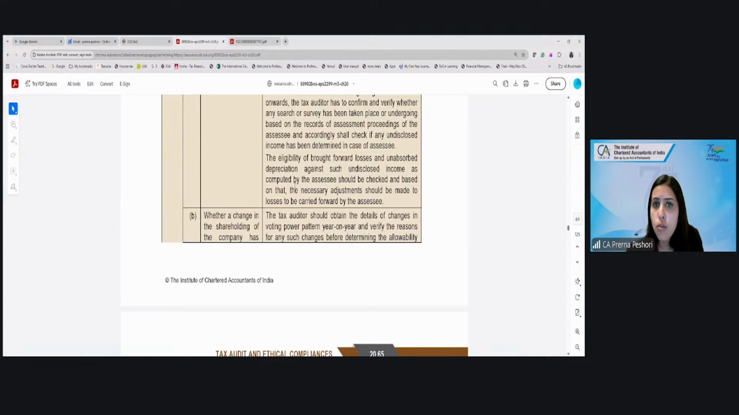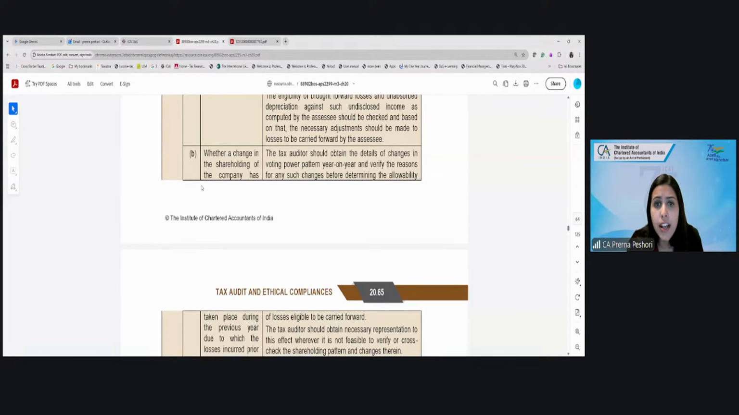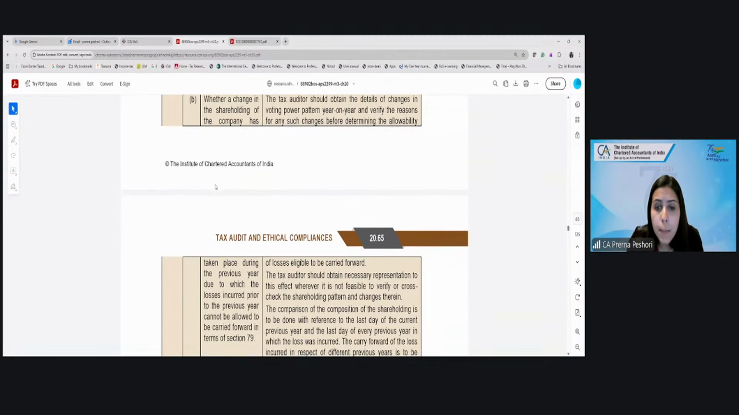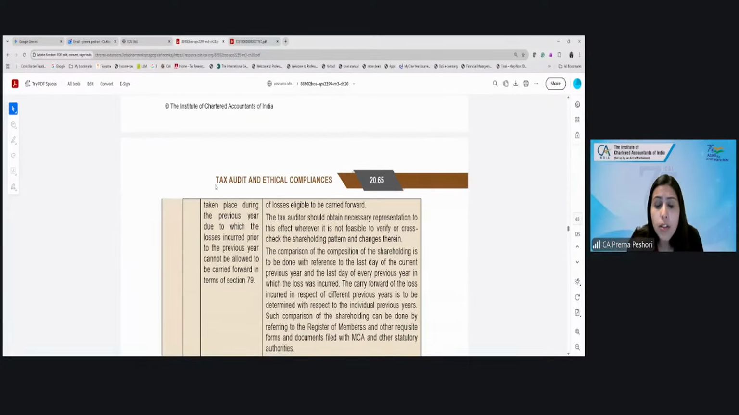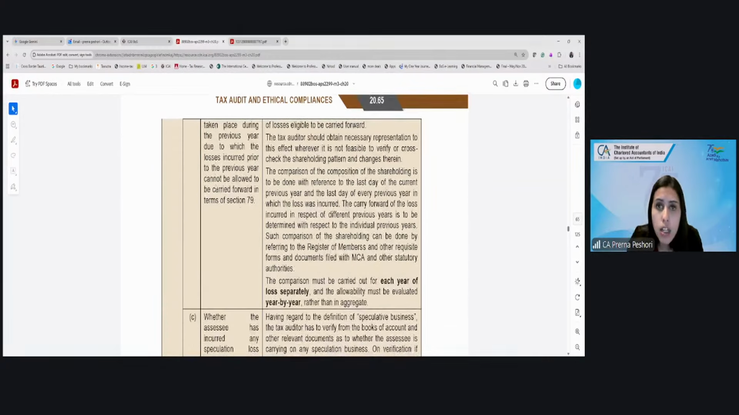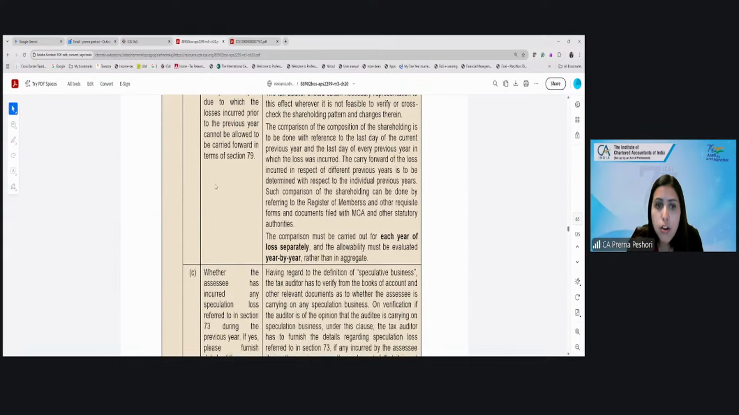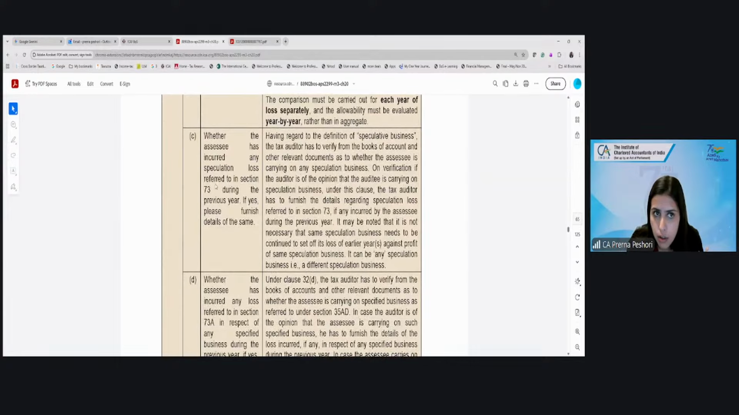So here the tax auditor should obtain the detail of the changes. He should look into the shareholders list, whether there has been any change in the shareholding. And based on that, he should determine whether the breach has happened in respect of section 79 and what are the losses which now get lapsed because of the change in the shareholding. So year on year, this exercise has to be carried out.